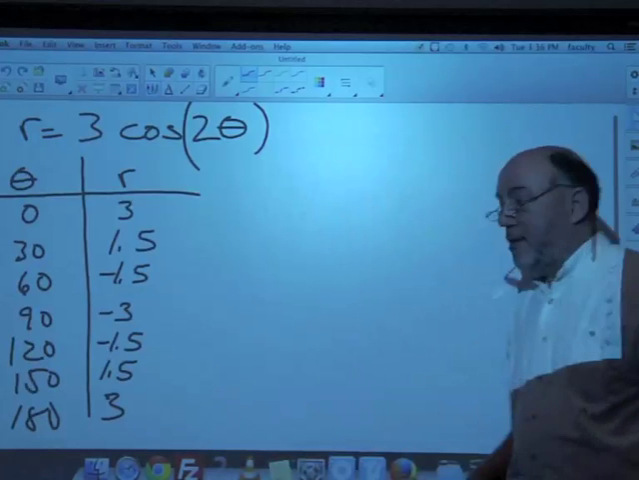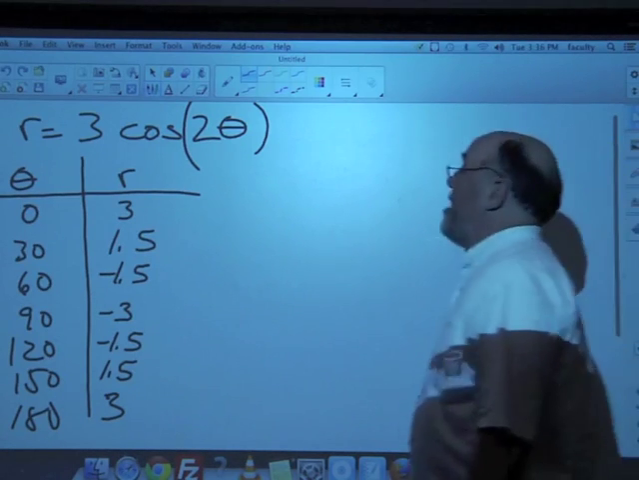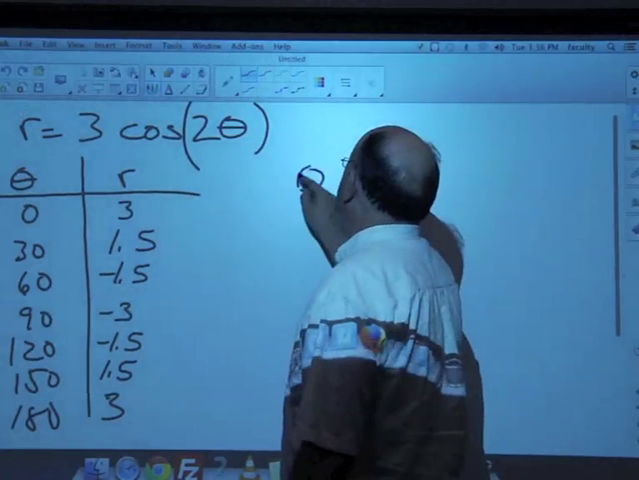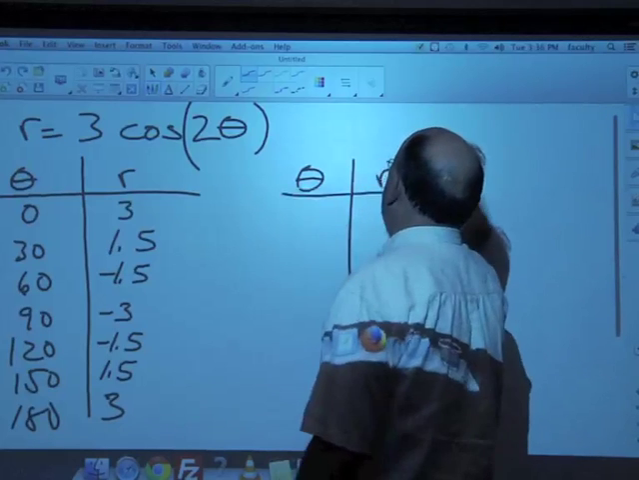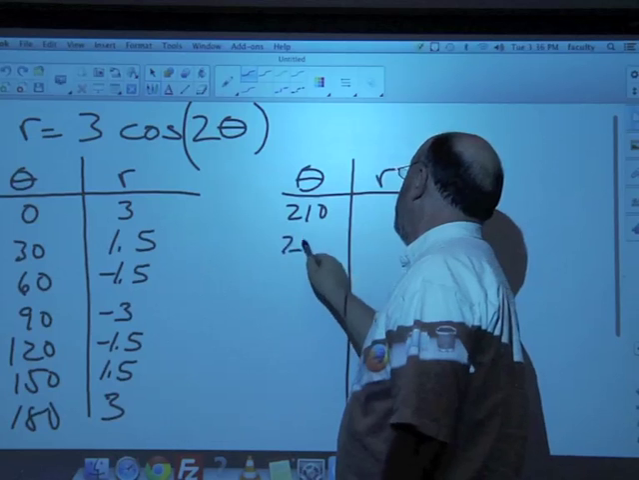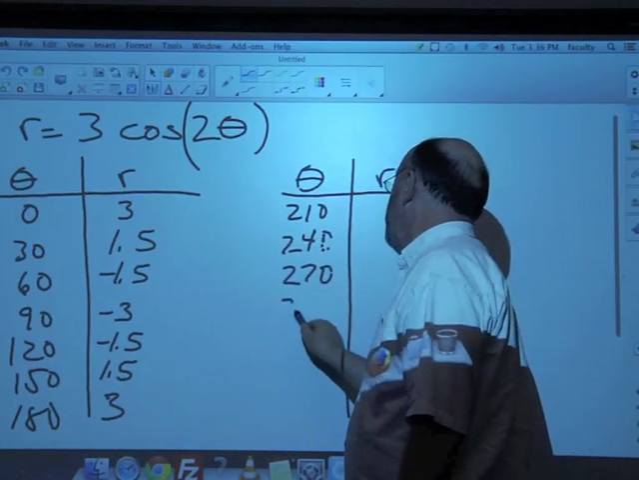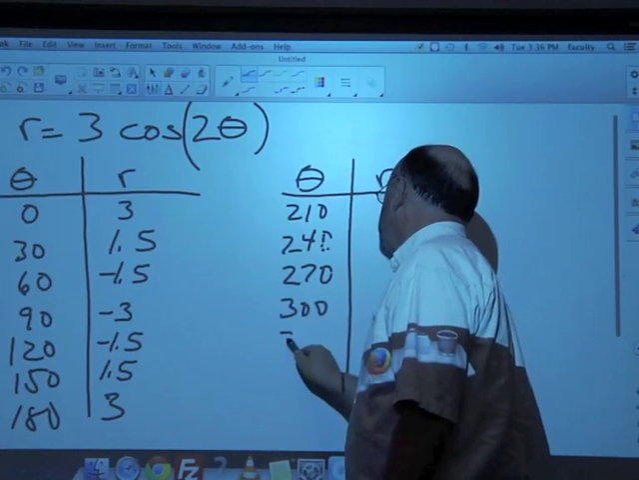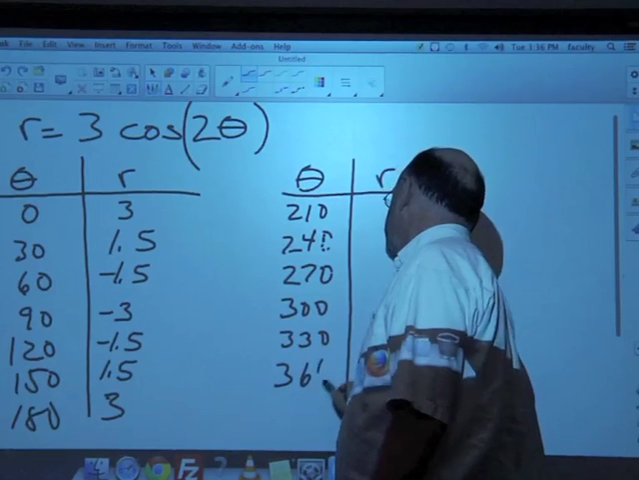Is this r equals 3 cosine 2 theta just like the example problem? Yeah. That gets us around the first half of the circle. So now we go to the other half of the circle, but we do have to go through all 360 degrees. So this is going to be 210, 240, 270, 300, 330, and then 360.